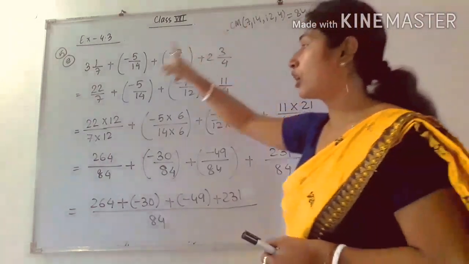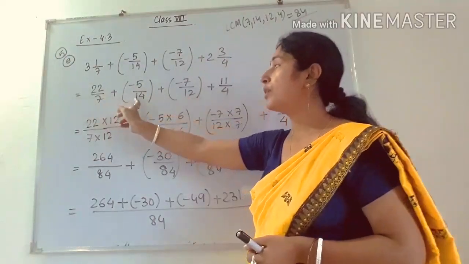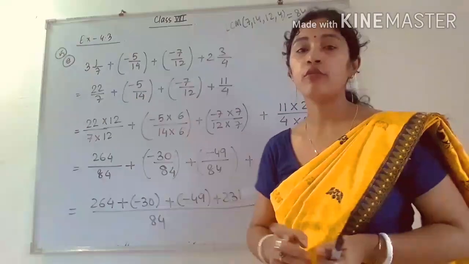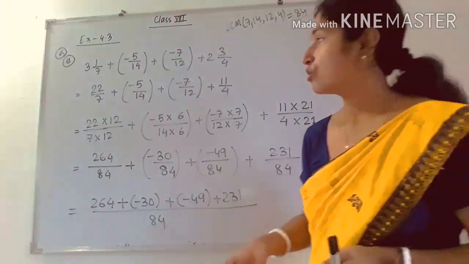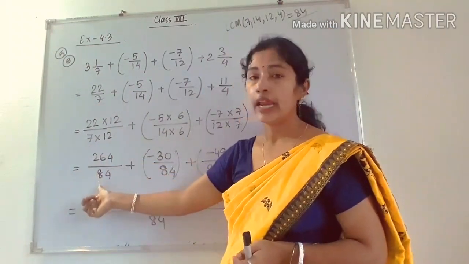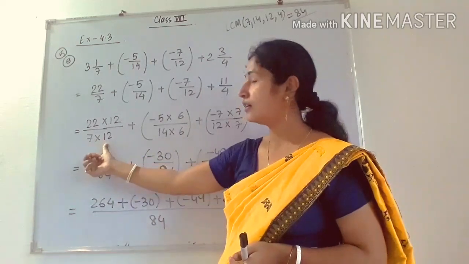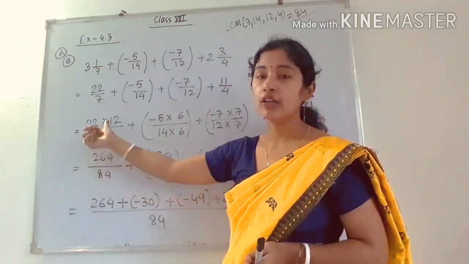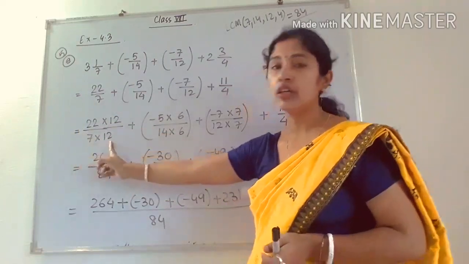So next I have to convert every denominator into 84. If we multiply 7 with 12, then it will become what? 84. That's why I have multiplied the numerator and denominator of this rational number with 12.